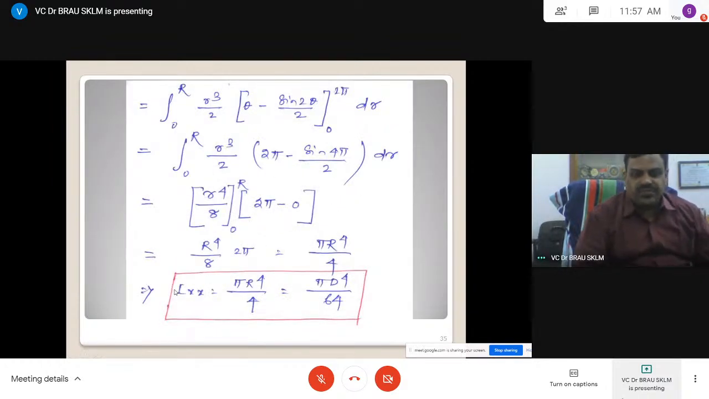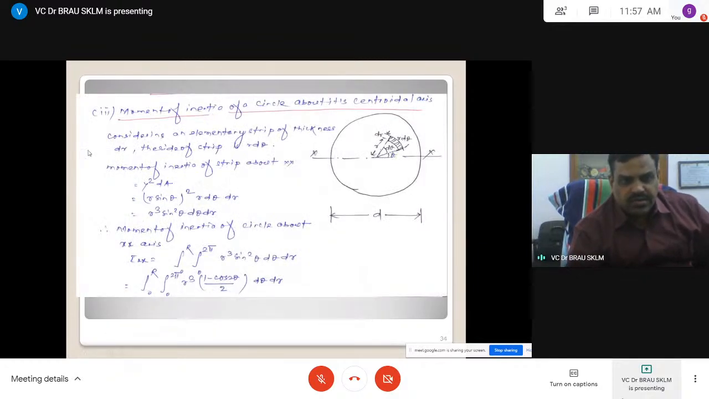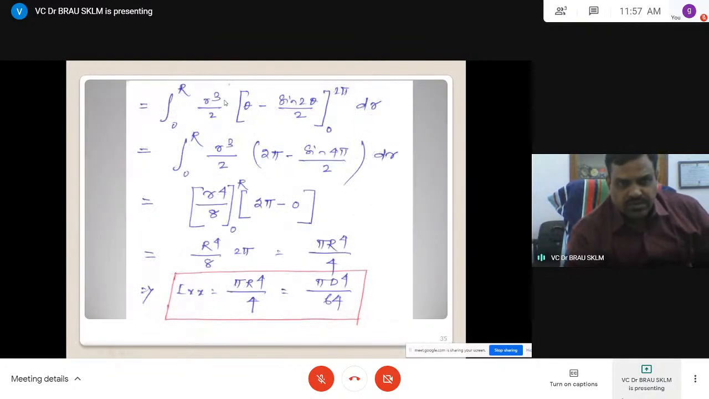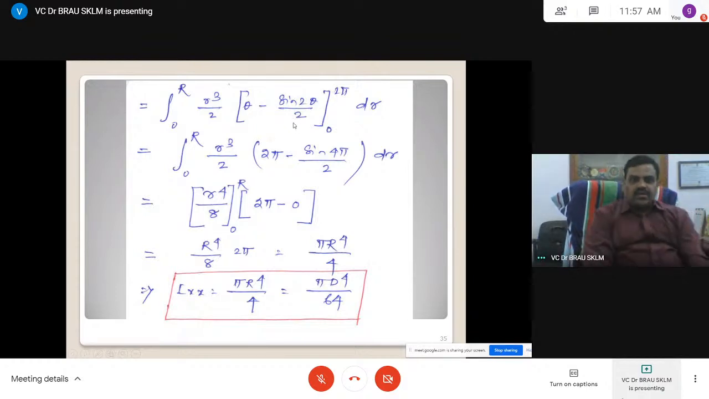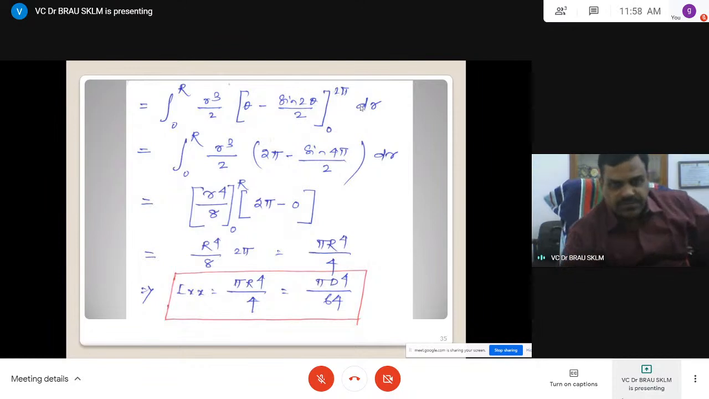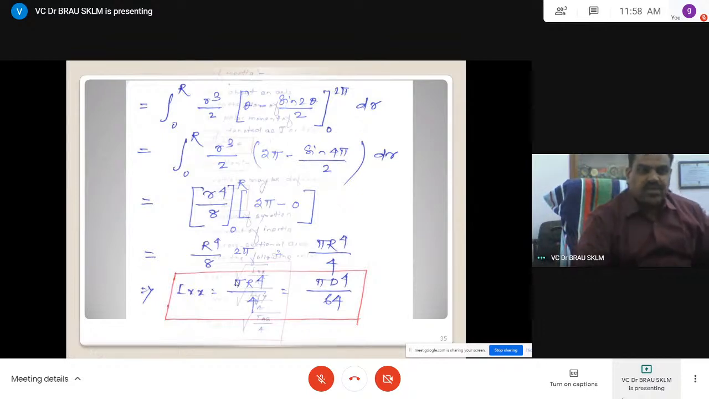Theta is this: 1 by 2. The integration, you know very well, is 1 by 2 kept outside, and this is theta minus sin 2 theta by 2. Okay, substitute the boundary conditions, 0 to 2 pi. If theta is 2 pi, only the bracket term remains. Theta is equal to 2 pi. And find out Ixx, Ix.